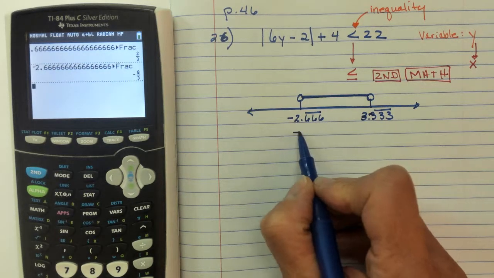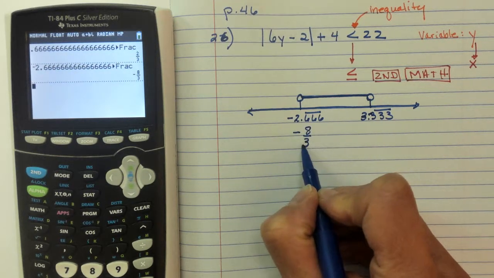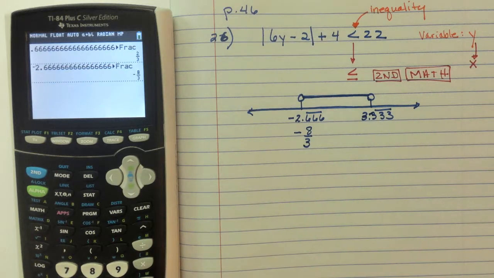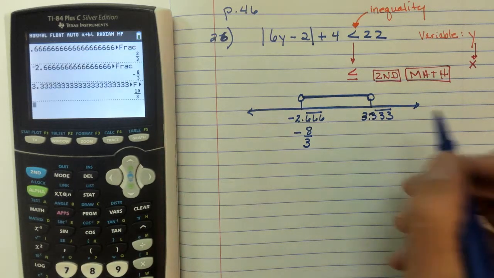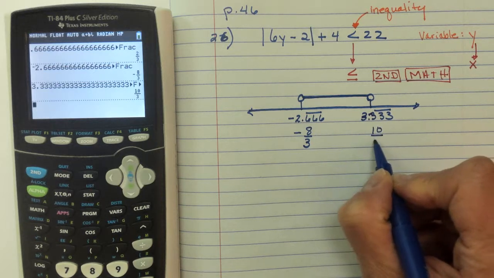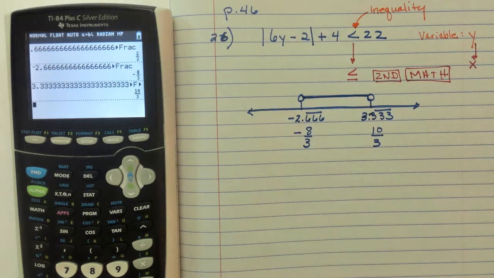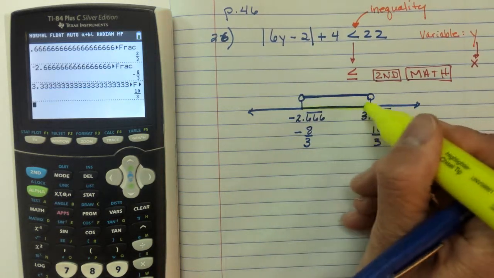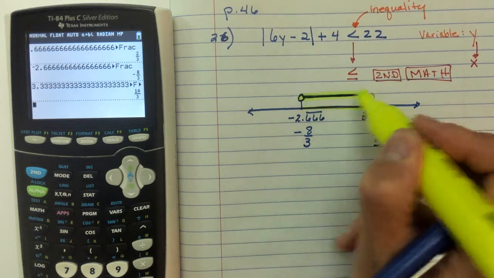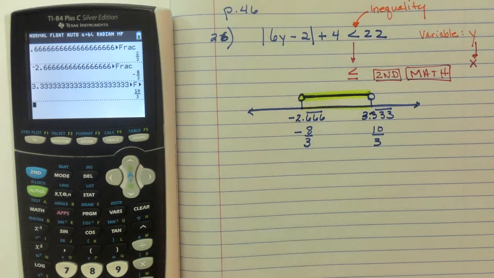And I get -8/3. And this one here, I'm going to put 3 point like that. And I'm going to do math frac. And I get 10/3. So remember that my solution are all values in between, right here in the middle. That's where my solution is, in between.